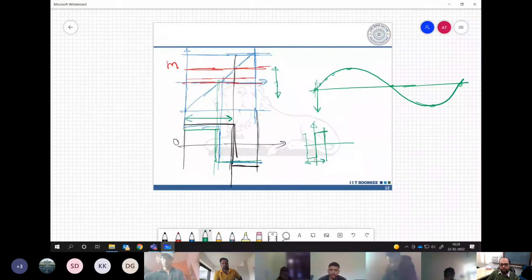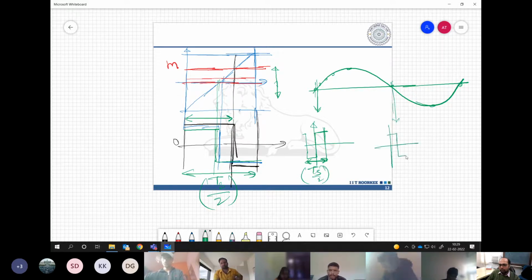This is the switching cycle. In a sub-cycle, we can say Ts or Ts by 2, half of the switching cycle if we take. So this is what we will observe, and this will be true for every zero crossing. Here also, you will observe equal positive and negative, and the reason is that we are realizing a zero voltage. So the average voltage of these two should be 0.